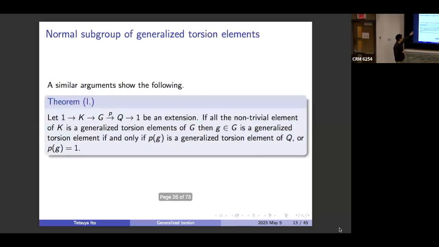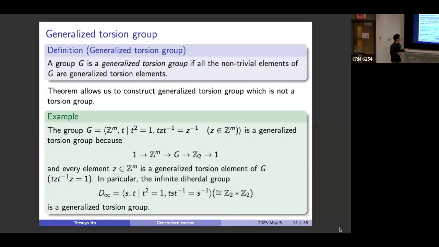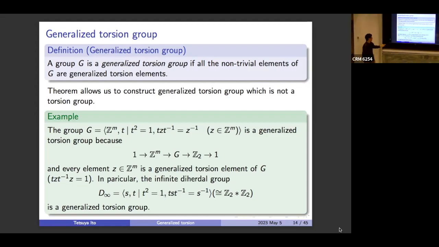The previous theorem allows us to construct a generalized torsion group which is not a torsion group. Here is the simplest example. Let us consider this kind of group. This is the extension of Zn by Z2. Thanks to this relation, every element of Zn is a generalized torsion element. In particular, the infinite dihedral group is a generalized torsion group.